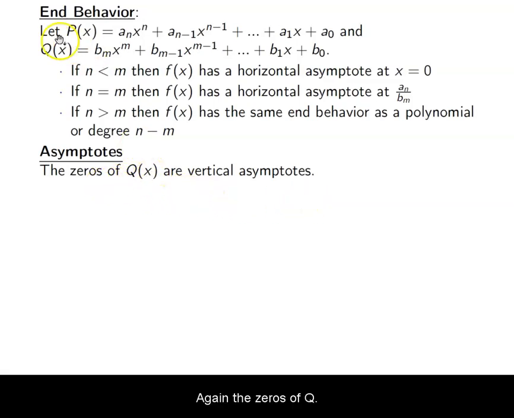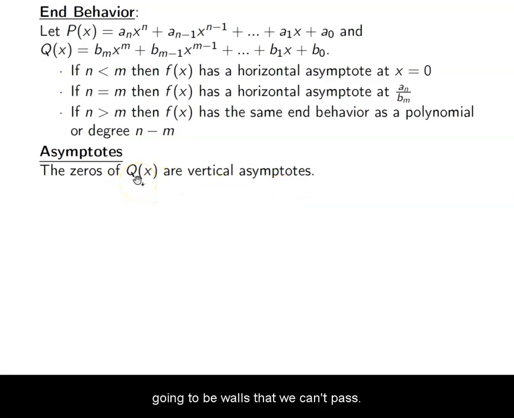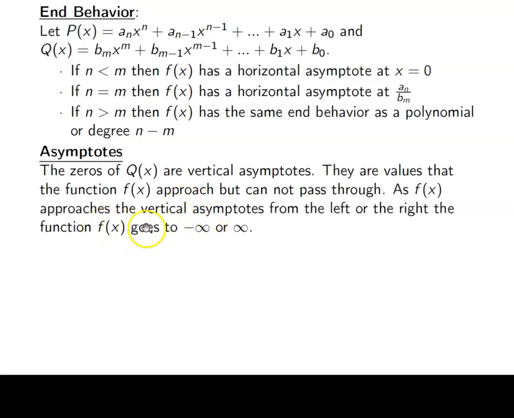So, again, the zeros of Q are going to be the vertical asymptotes because they're going to be walls that we can't pass, right? As we approach these vertical asymptotes either from the left side or from the right side, my function is going to go to either infinity or negative infinity. I don't know which. It really depends on the function. And we have to kind of look at a value in between a 0 and that asymptote to really determine whether or not I'm going to stay positive or stay negative, right?